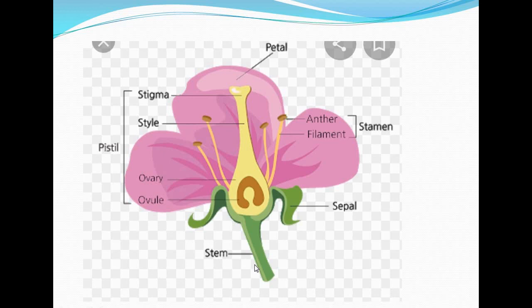Here is the picture. Here the sepals and petals. This is the gynoecium consisting of stigma, style, ovary, ovule, and this is the androecium or stamen consisting of anther, filament.